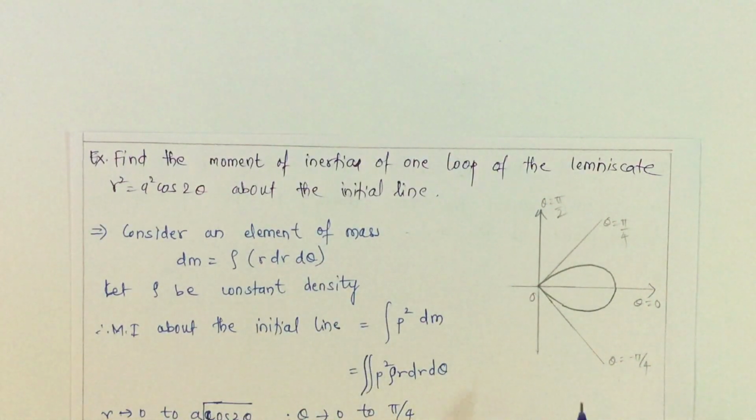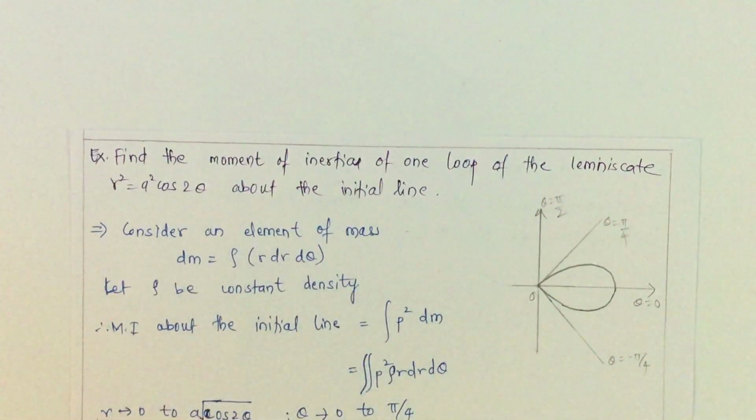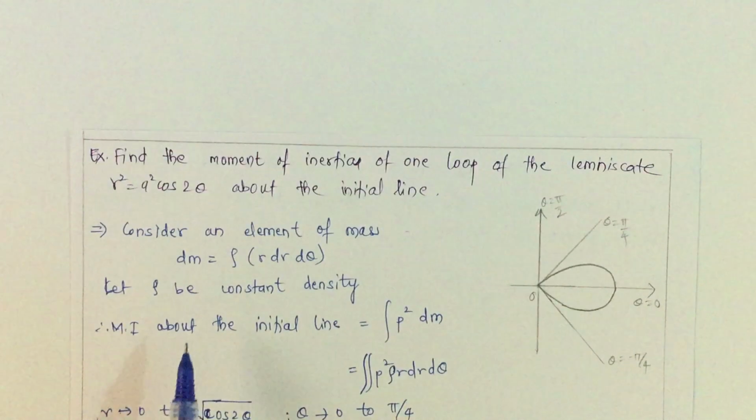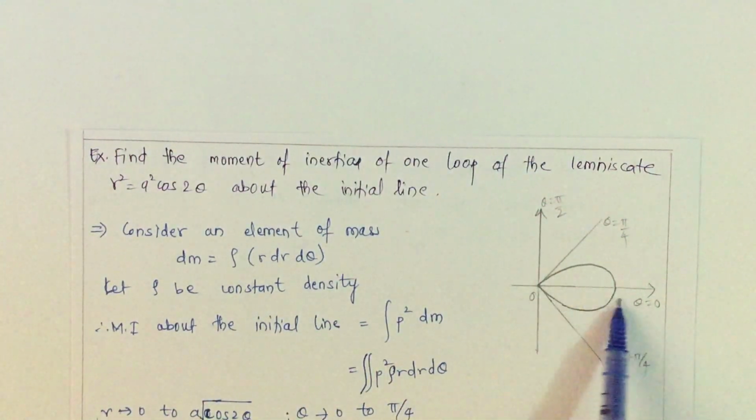So suppose we again consider an element of mass, say dm. So what will dm be? Rho r dr d theta, because this is a polar equation. Okay, rho we will consider as constant density here. So what will the moment of inertia about the initial line be?